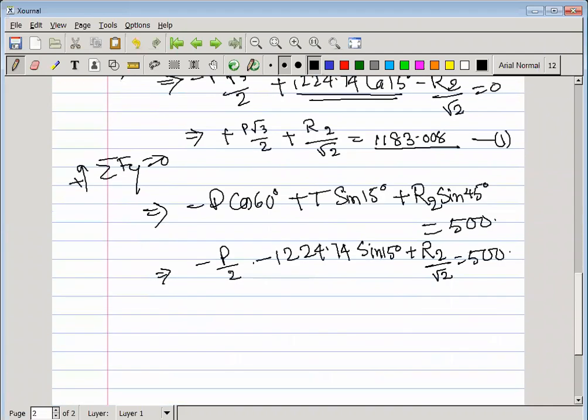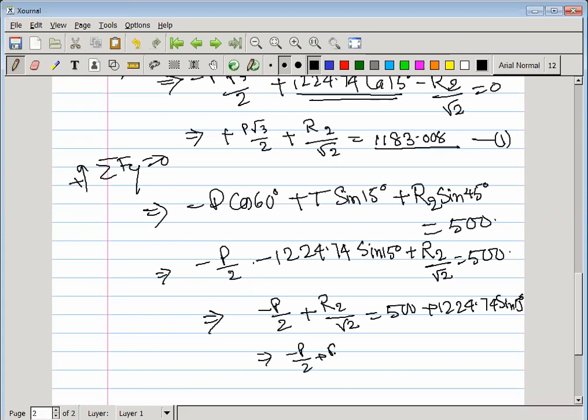And here also please calculate this one. Similarly, we can write also here, na, that minus P by 2 plus R2 by root 2 is equal to 500 plus 1224.74 sine 15 degree. So please tell me this one, P by 2 plus R2 by root 2 is equal to how much is this total? Please calculate this portion also.